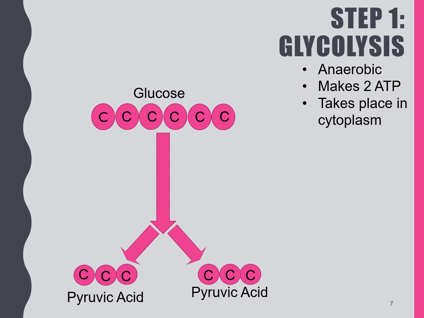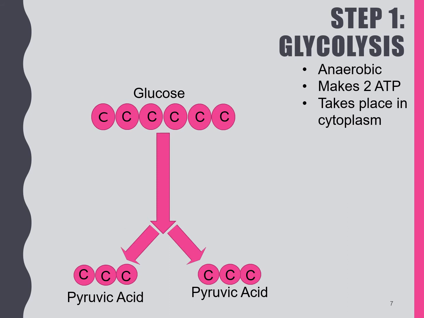Now, this process, glycolysis, takes place in the cytoplasm. It does not use oxygen, so it is an anaerobic process, and it yields 2 ATPs, 2 little bits of energy. But this is just enough energy to fuel these processes that are going on in the cytoplasm and get these pyruvic acids moving into the mitochondria, where the real work can take place.